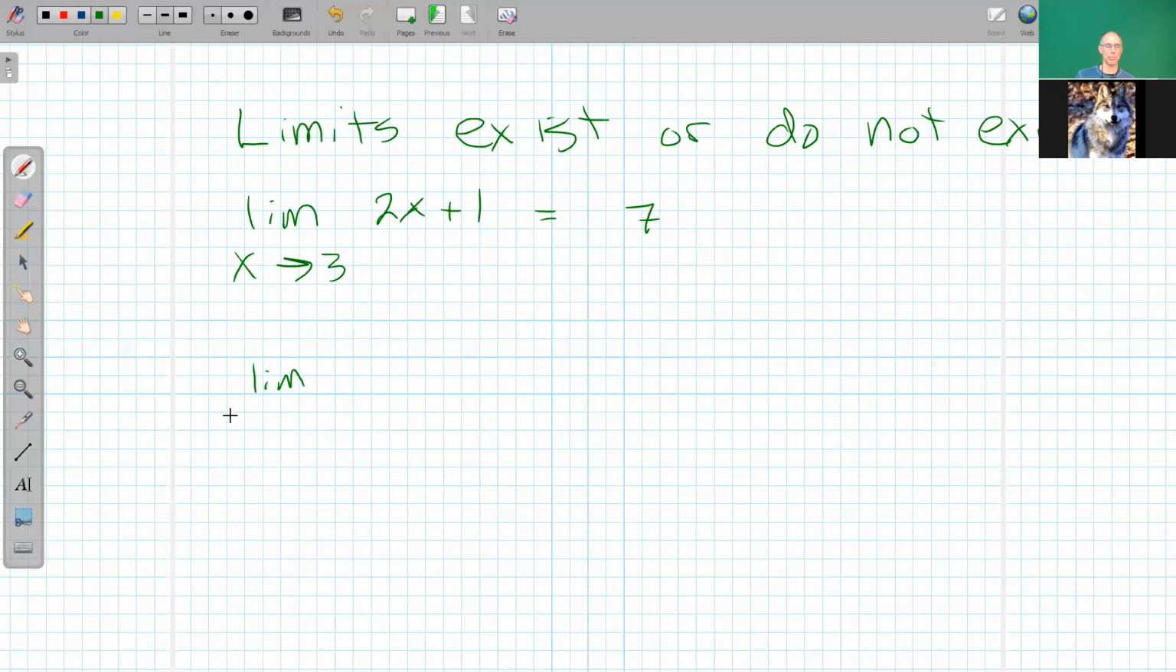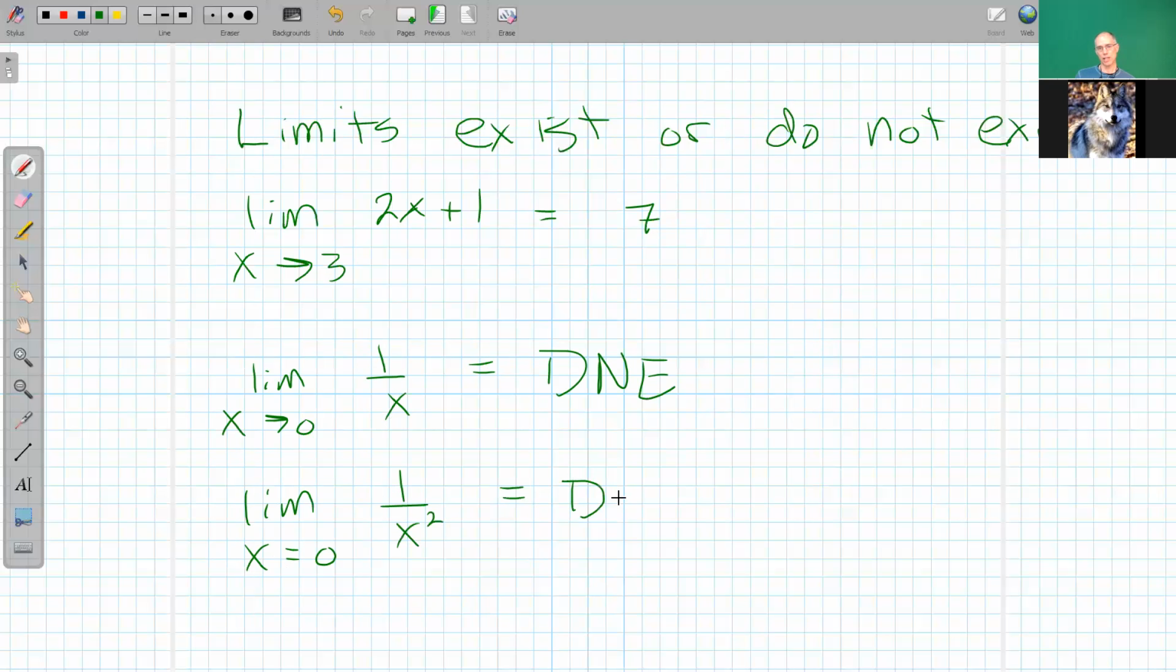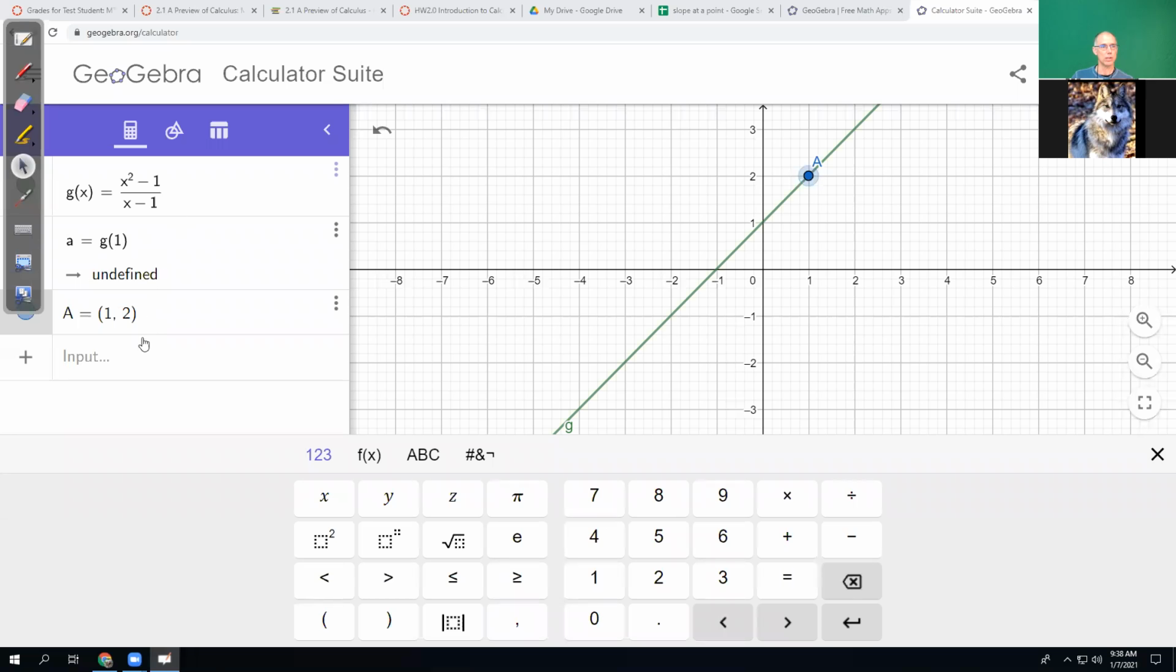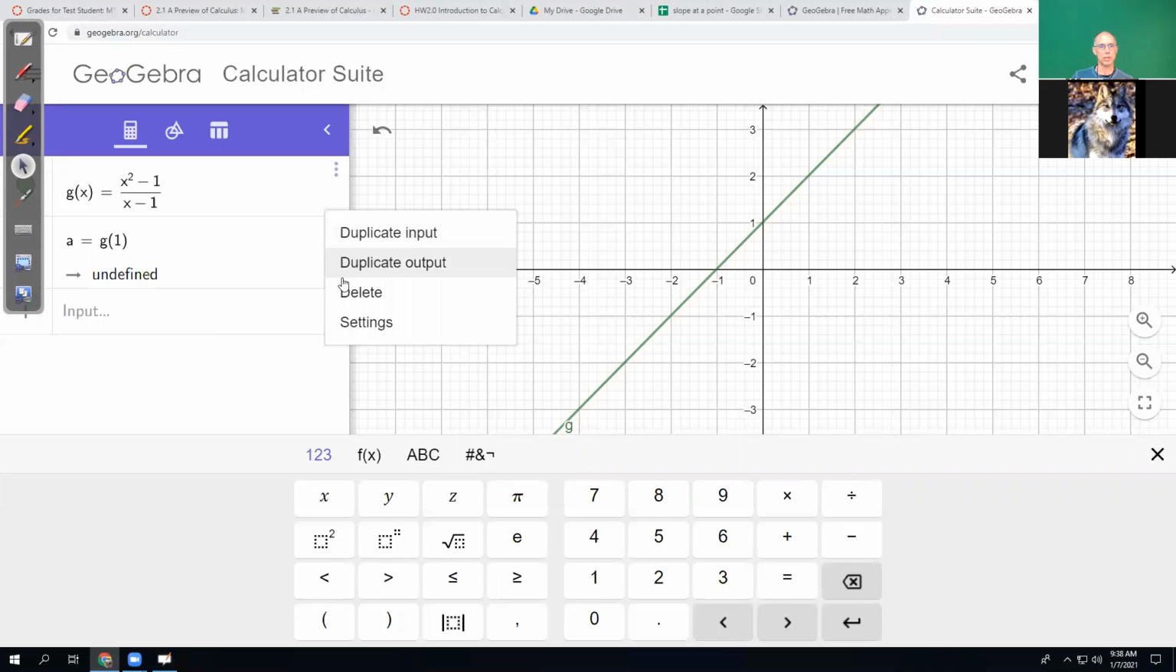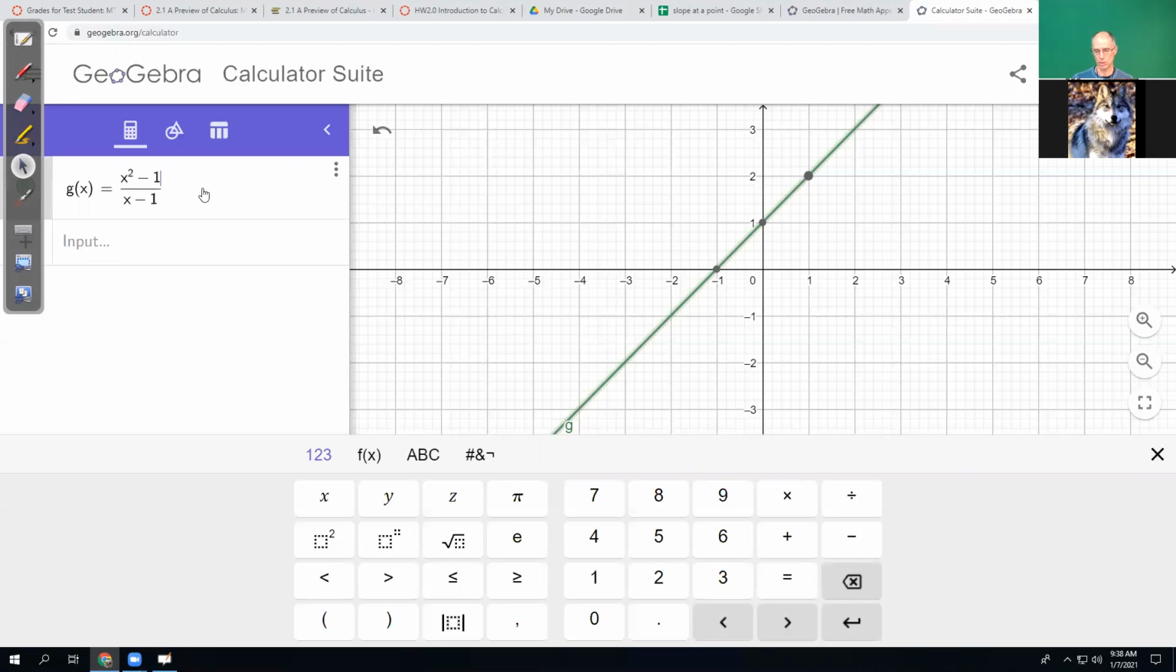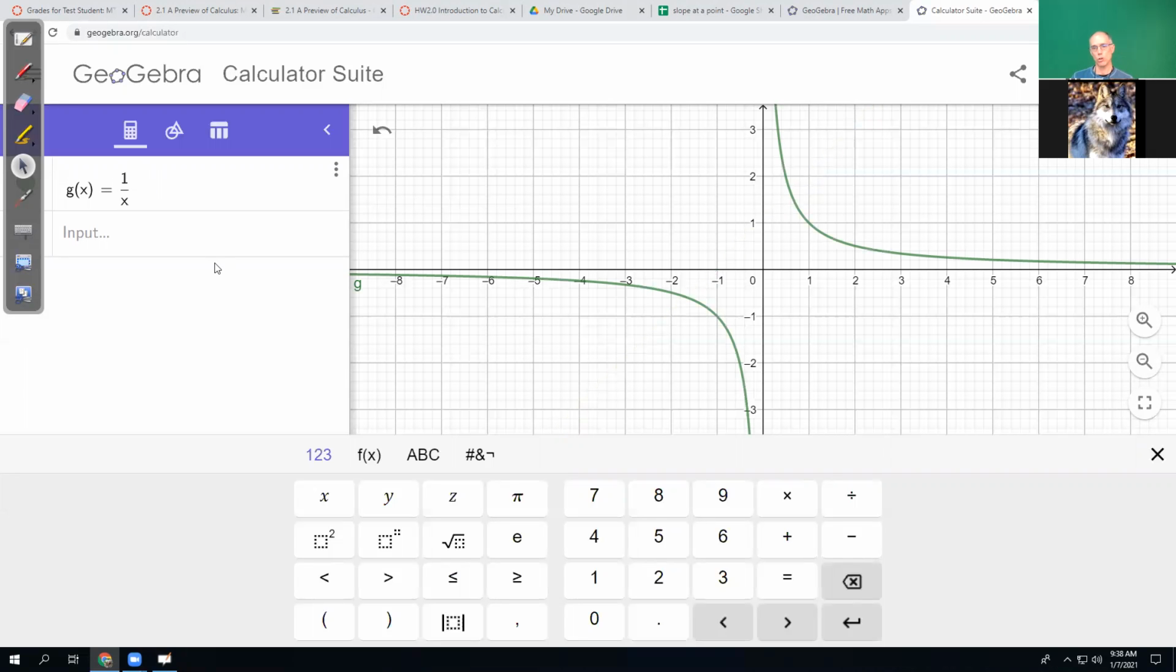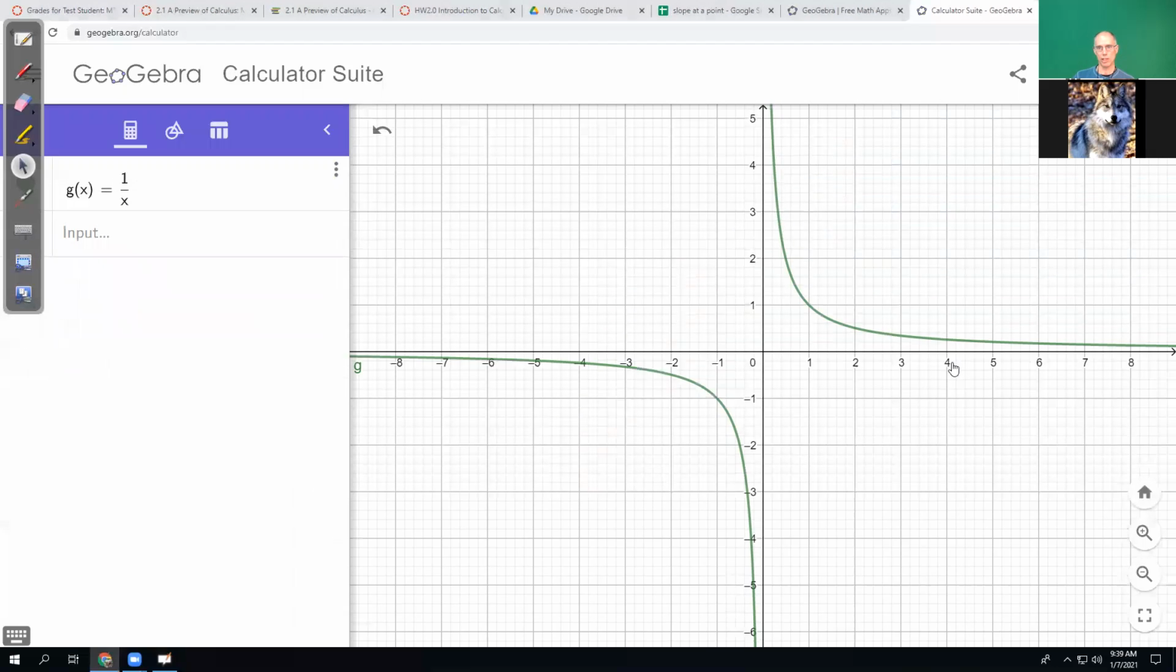So for example, the limit as x goes to 0 of 1 over x, this one does not exist. The limit as x goes to 0 of 1 over x squared, that one does not exist either, but it's different. And so let's compare these two right here in a graph. Let's clear some stuff here. I want to look at 1 over x. So you may remember this graph back from your algebra days.